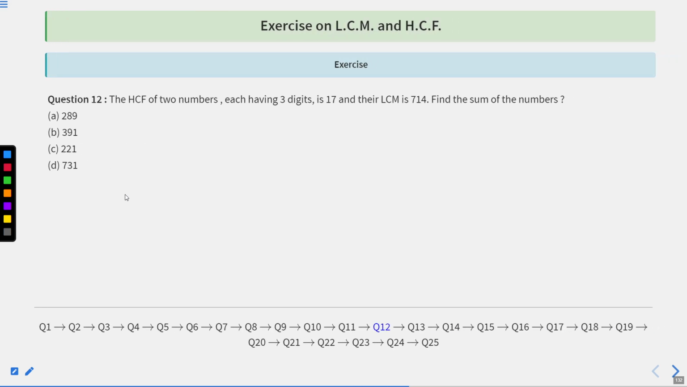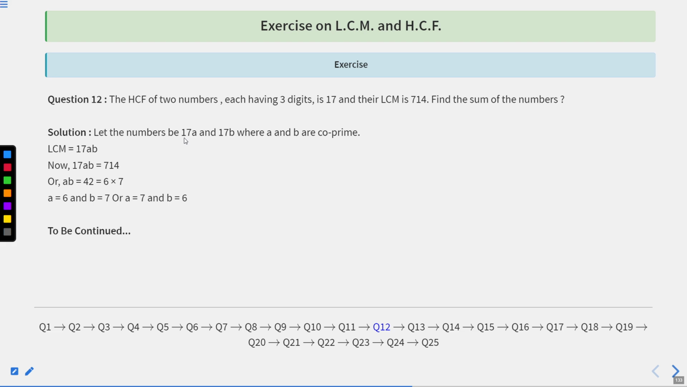Question number 12. The HCF of two numbers, each having 3 digits, is 17. Their LCM is 714. Find the sum of the numbers.